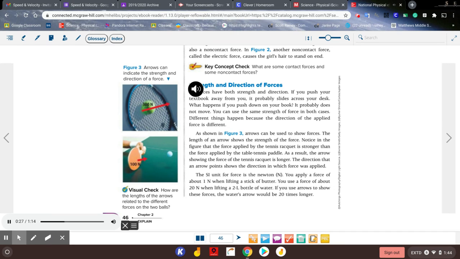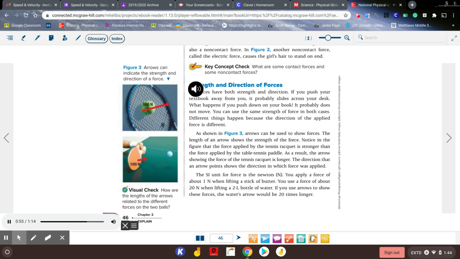As shown in Figure 3, arrows can be used to show forces. The length of an arrow shows the strength of the force. Notice in the figure that the force applied by the tennis racket is stronger than the force applied by the table tennis paddle. As a result, the arrow showing the force of the tennis racket is longer. The direction that an arrow points shows the direction in which force was applied.